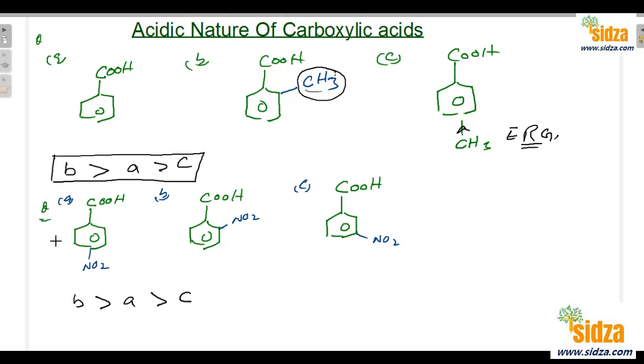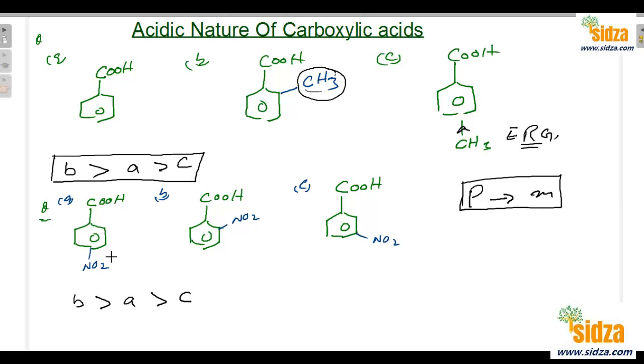Why is A more acidic? Why is the para one more acidic? Remember, always when you compare the ortho, para and meta positions, the effect of a group at the para position is more than at the meta position. If you attach a group at the para position, it will show its effect more, whether it is electron releasing or withdrawing. In both cases, it will show its effect more at para than meta.